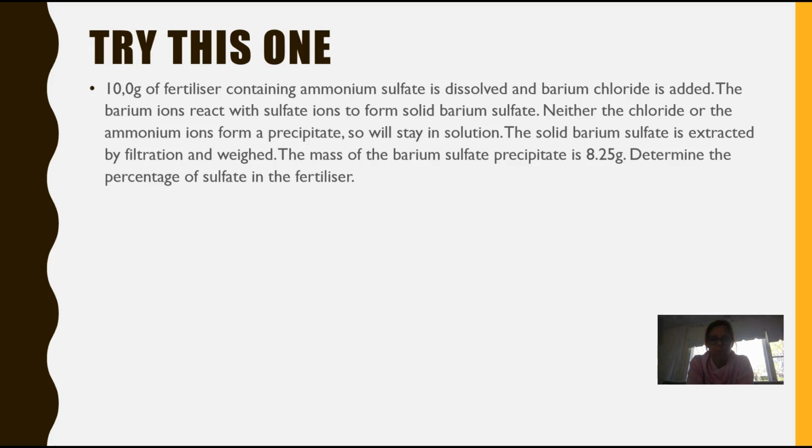So we've got 8.25 grams of barium sulfate out of our original 10 gram sample of fertilizer. So using a similar process as before, write out the equation. Look at the equation that we've got. So ammonium sulfate plus barium chloride is producing barium sulfate and ammonium chloride. Write out your equation, look at your mole ratio. We know that we've got barium sulfate at the moment, so we can use that to determine the amount of moles. Have a go, and we'll talk about this a little bit further in class tomorrow.